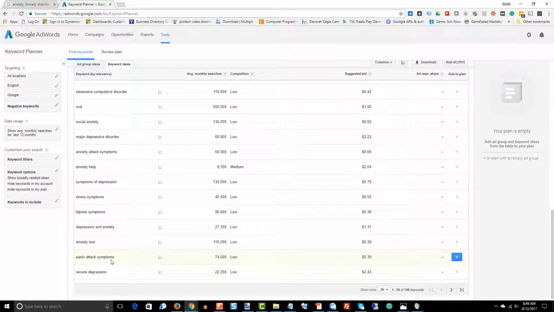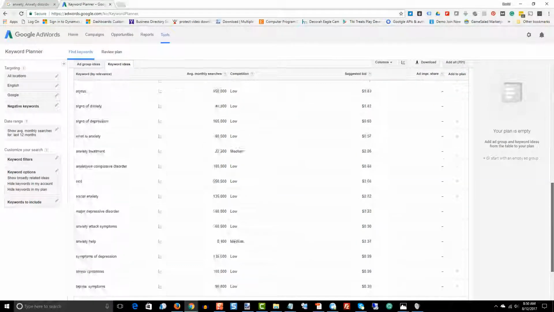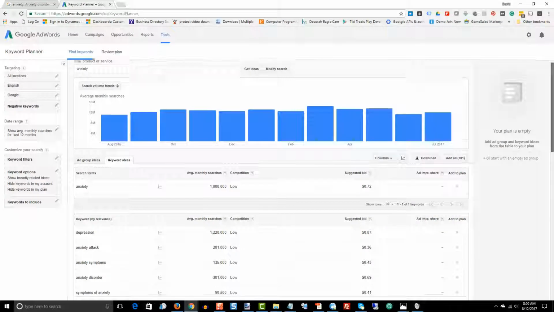Panic attack symptoms, a 3-word keyword here with a low competition, 74,000 average monthly searches a month. So if I were to rank highly for that, then I could certainly pick up some traffic. And if I wanted to bid on it, I could probably bid less than 39 cents and still rank on the first page, probably. All right, again, this is sometimes more of an art than it is a science, but you get the idea.